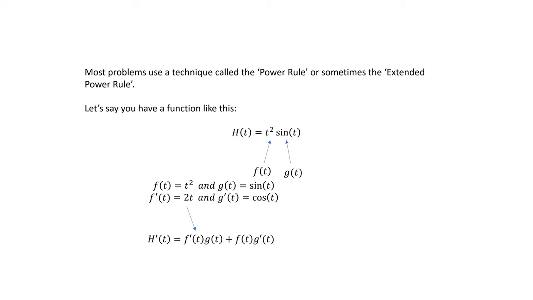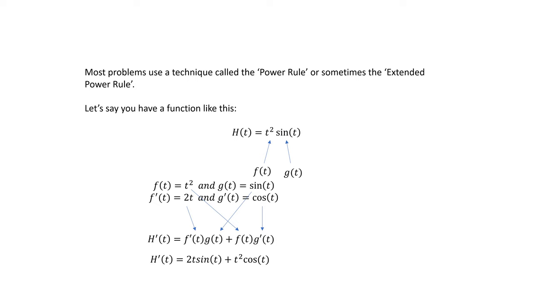But so for this one, when you're looking at what is f prime of t, you can literally look up on your table and see that it's 2t. For g of t, you can look up on your table and see it's sine of t. And then for the next part, you can look on the table and see that f of t is t squared. And then you can see that g prime of t is cos t. And then basically you're just writing it out practically. And that's it. You've solved the problem using the power rule.